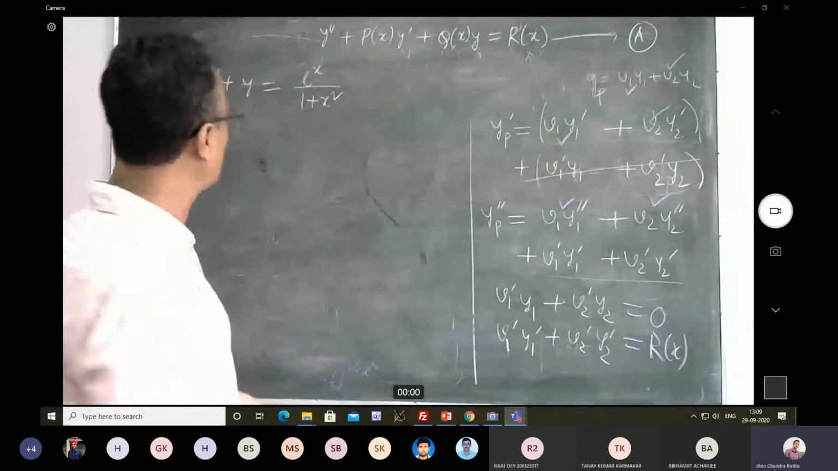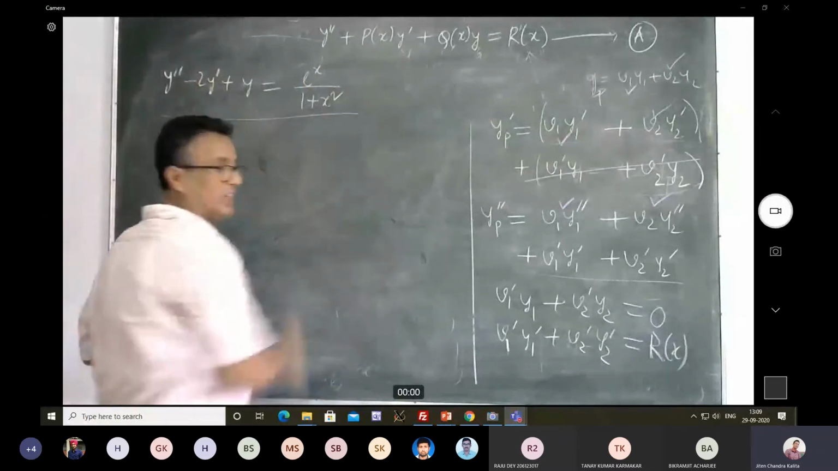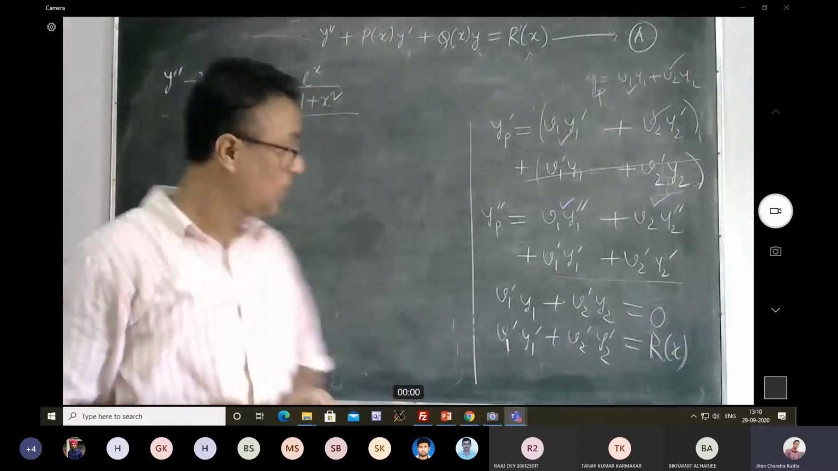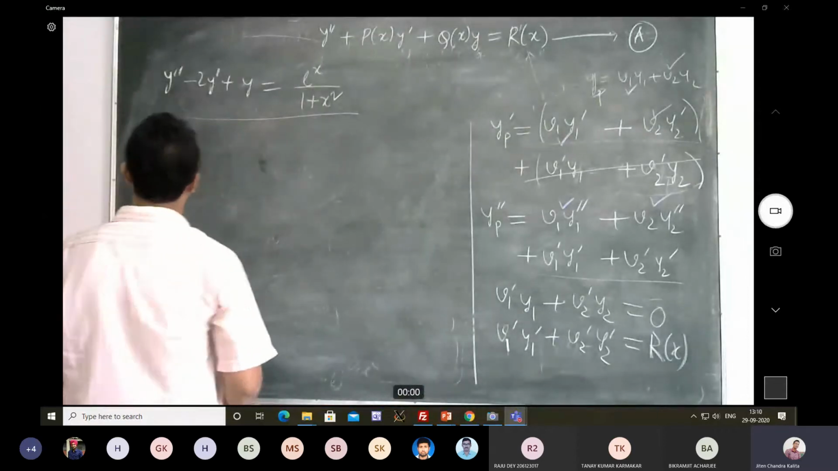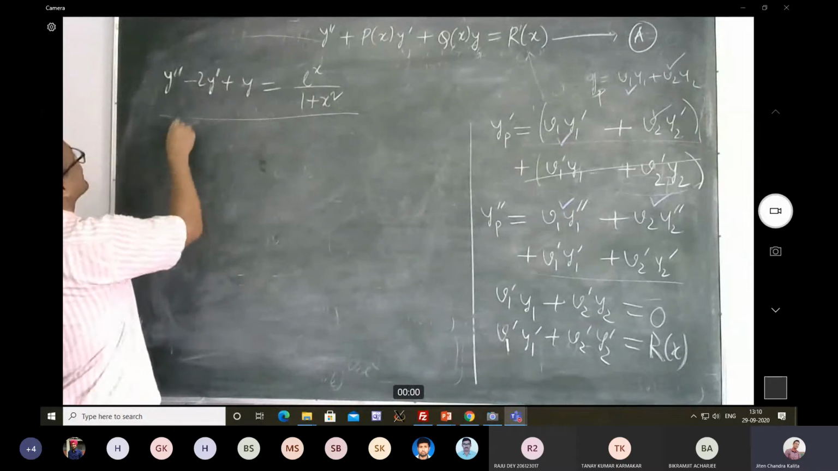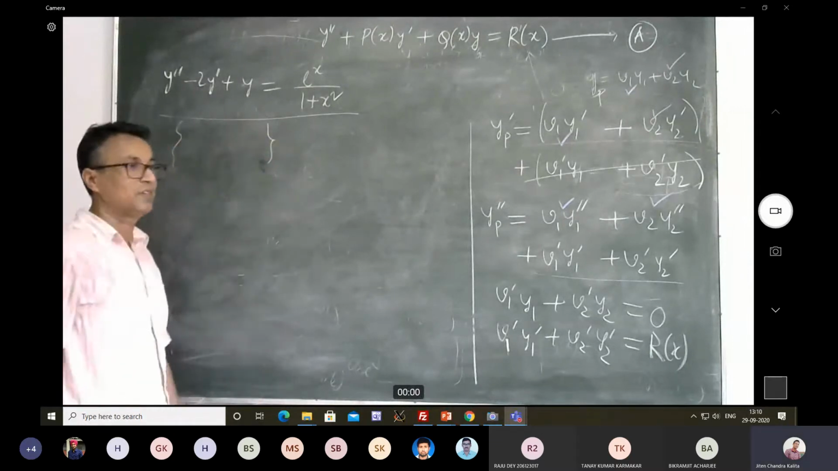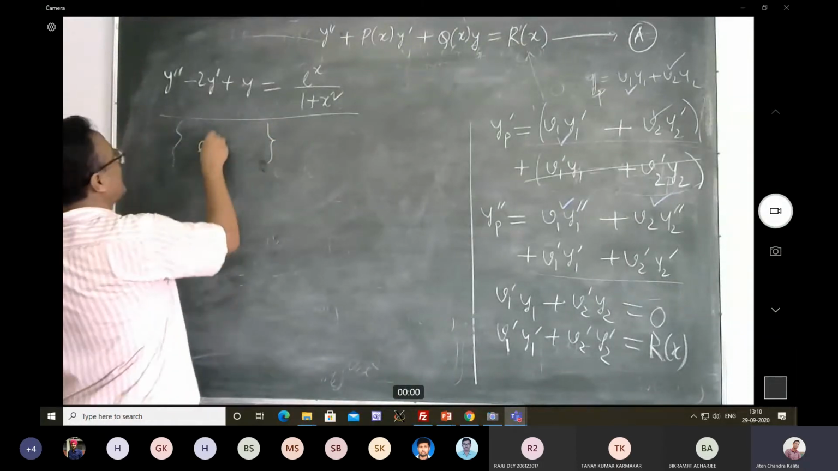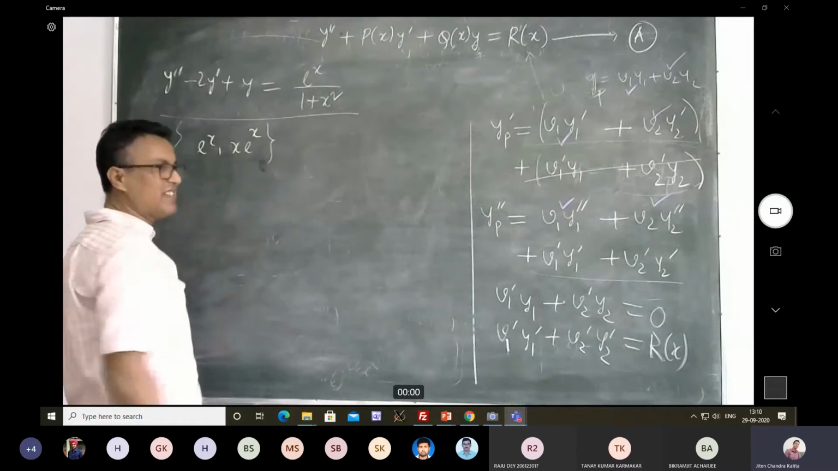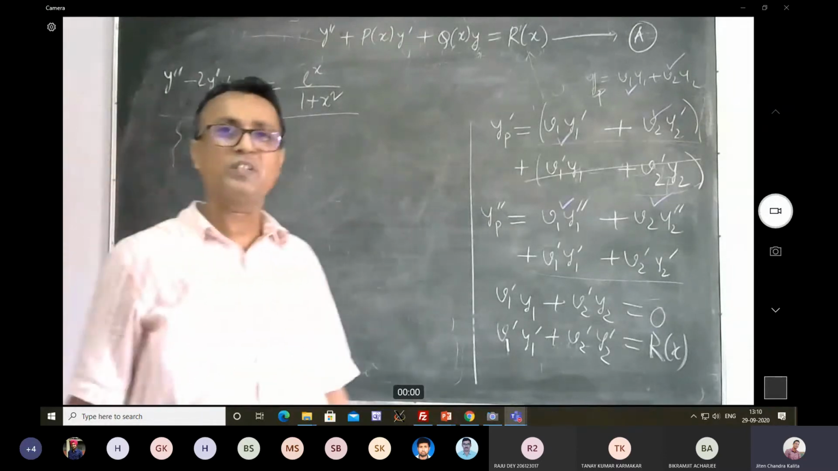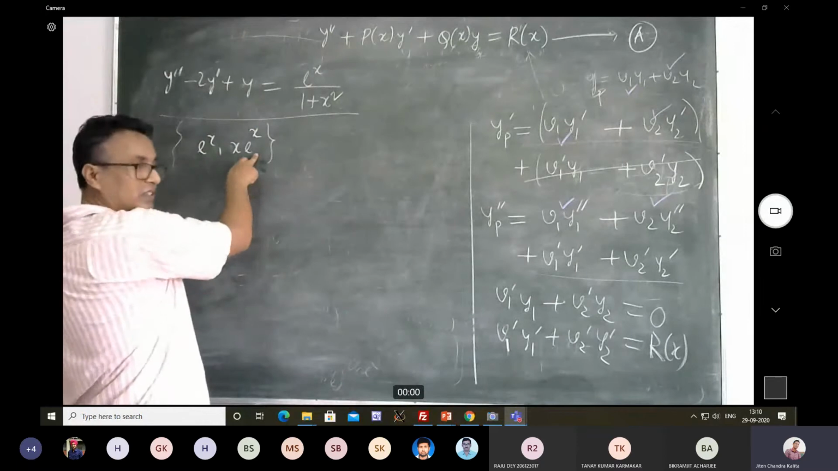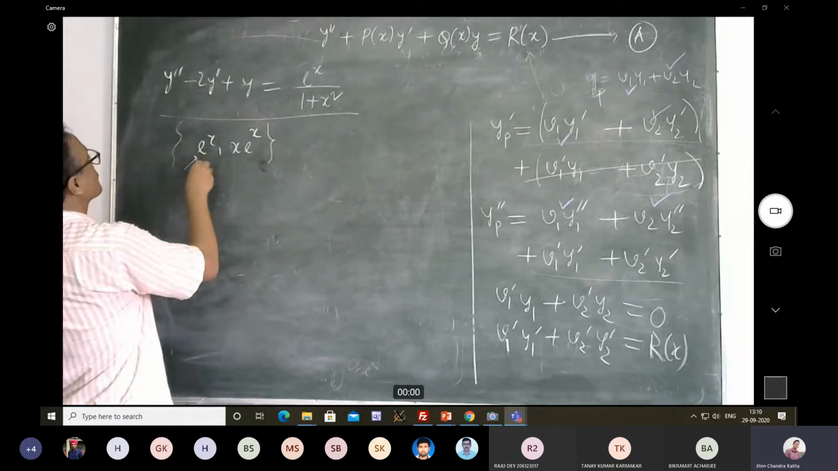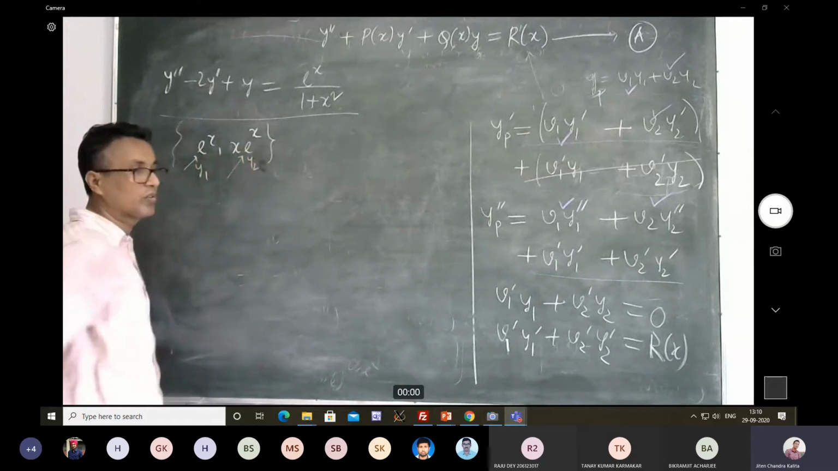Fine. So I'm trying to solve this equation by the method of variation of parameters. Can you tell me what is the fundamental set? e to the power x, x e to the power x, right? And simply (D minus 1) whole square. So there is a repeated root. That is why this x e to the power x. I think it is okay with everybody. So this is your y1, this is your y2, right?